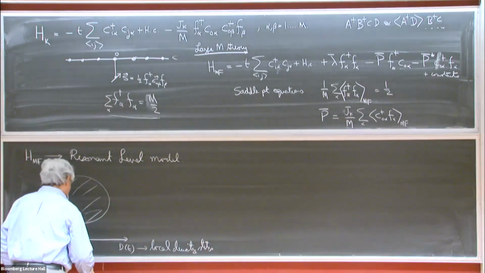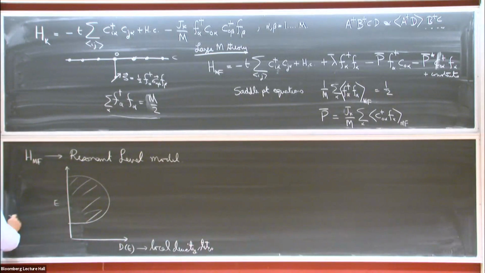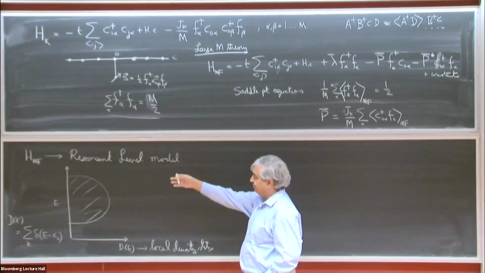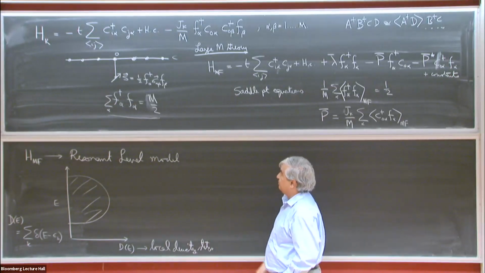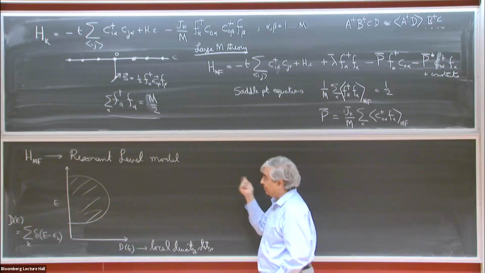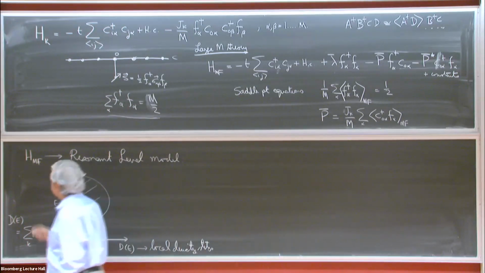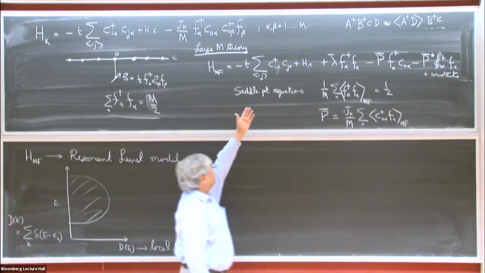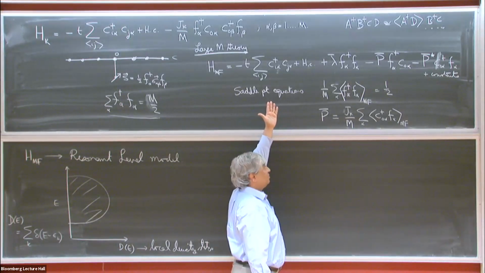So for the conduction electrons, D of E would be the sum on K of delta of E minus EK. We look at all the single particle states which have energy EK, and then depending on your band structure, you get some density of states. So this would be the density of states that you're going to measure, say, at the origin. It's the same on every site because the conduction electrons are translationally invariant. So that's the density of states of the conduction electron in some continuum.